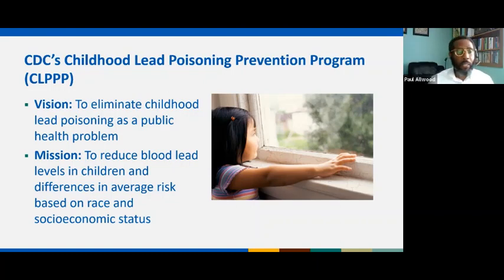Yes, Madeline, I would like to say that the vision of eliminating childhood lead poisoning as a public health problem is a very bold vision, but it's a very necessary vision. And it is entirely achievable, but will require massive collaboration on a multi-sectoral basis. I'd also like to say the mission is deeply rooted in the principles of health equity and environmental justice, which are major priorities of the CDC.